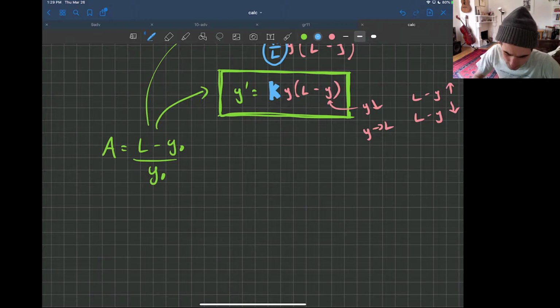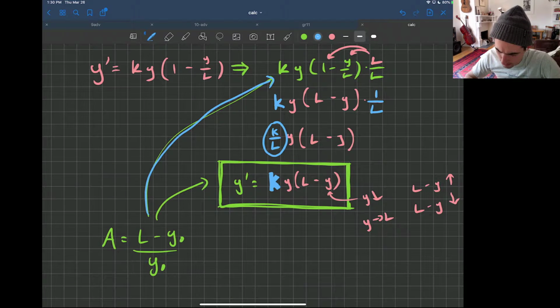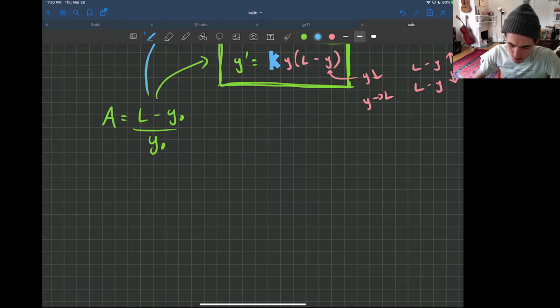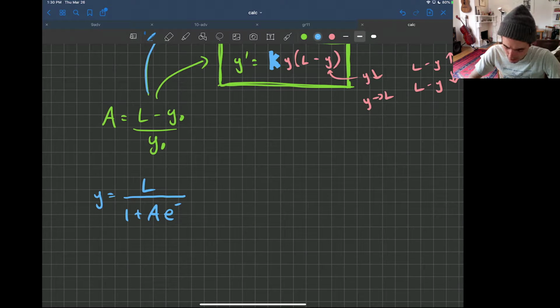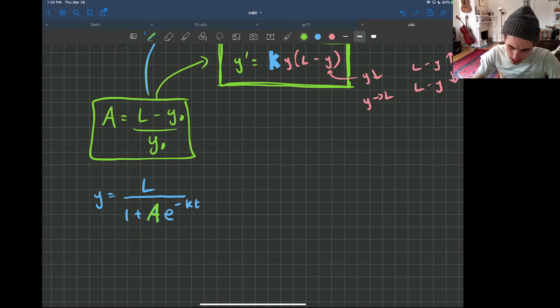So let's solve this first one, and I'm not going to go through the algebra. We already did it once, and it's kind of a pain in the butt, and it's really messy. But I think you get the idea that we'll get that y is equal to L over 1 plus a times e to the negative k times t. So this a right here is a constant, and you can calculate it by taking the difference between the limit and your initial population and dividing it by the population.